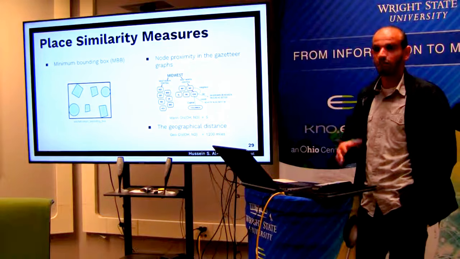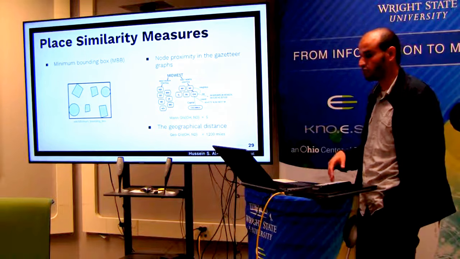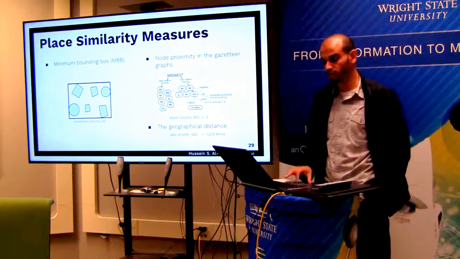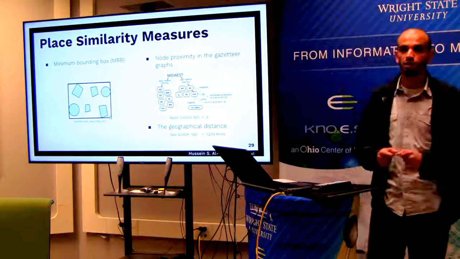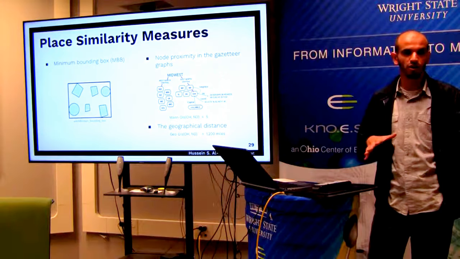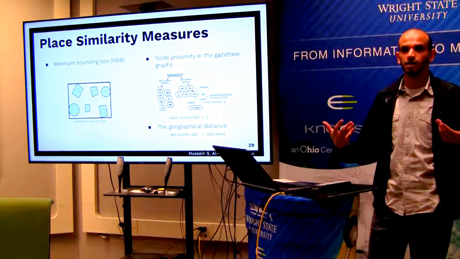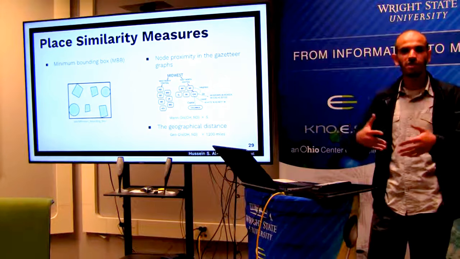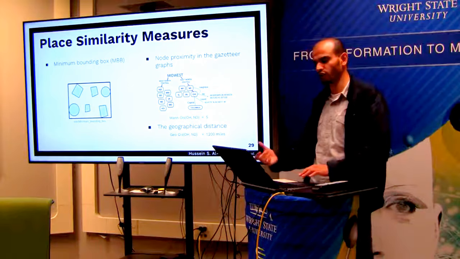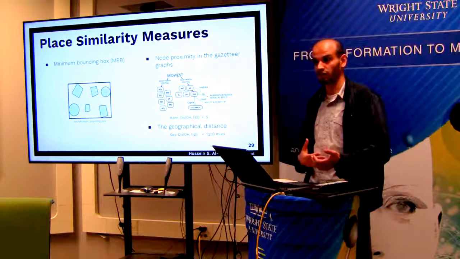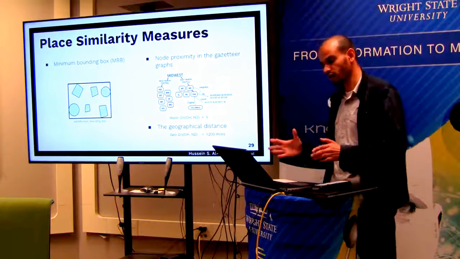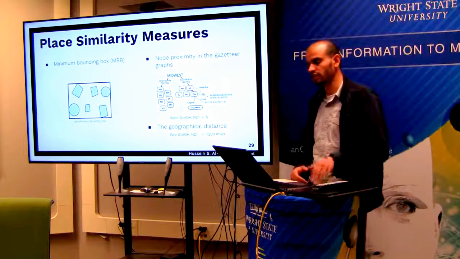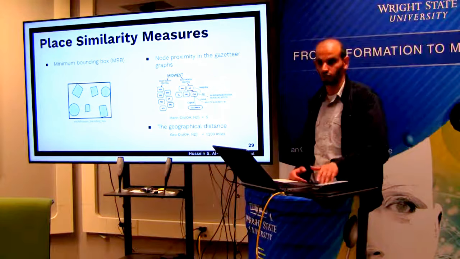So to capture such semantics in a different way is to use place similarity measures, right? And these measures are, for example, the minimum bounding box. For example, I can say, okay, based on a 4x4 kilometers bounding box, give me all these location names, which means that I'm drawing a relationship based on them being inside the bounding box, right? If I talk about the node proximity in the gazetteer graph, then I will be able to say that Ohio is 5 inches away, according to Manhattan distance, from North Dakota, for example.